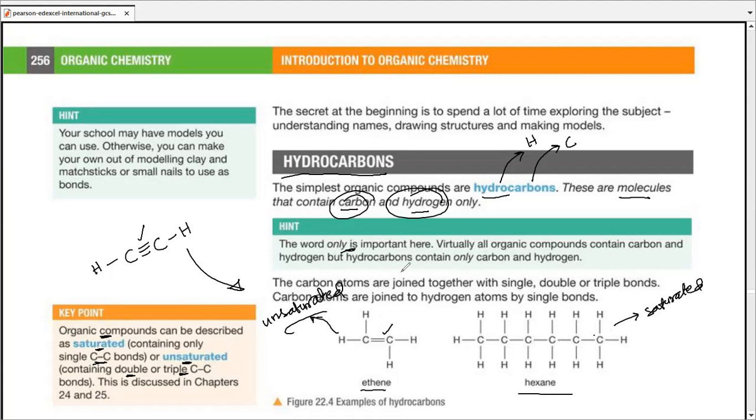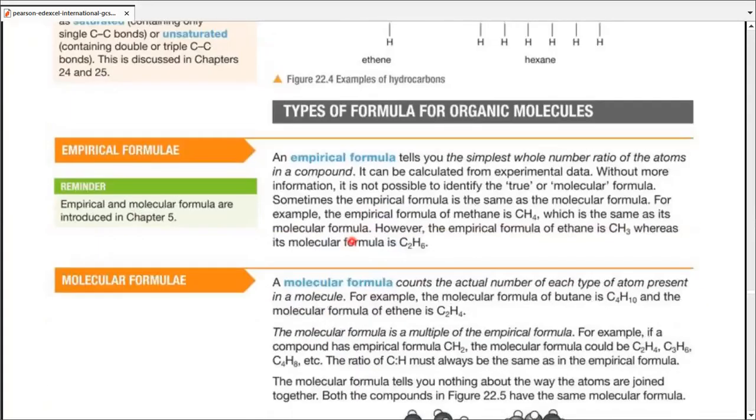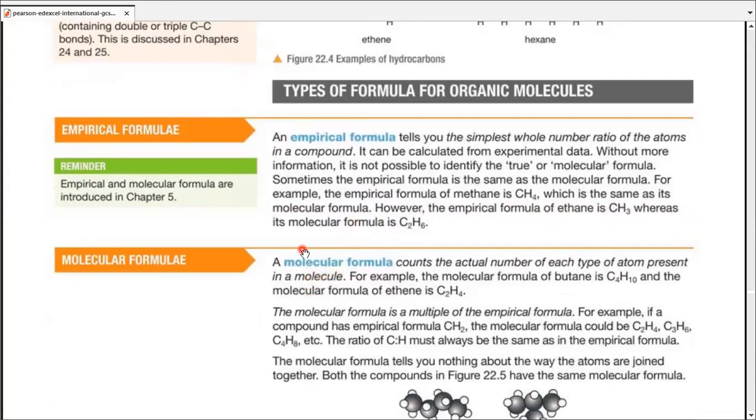Make sense? Okay, good. This is one way how we categorize them. Now, types of formulae. There are many types of formulae that we previously have studied, and we're gonna discuss them again over here, all right? So the first one is empirical formula.